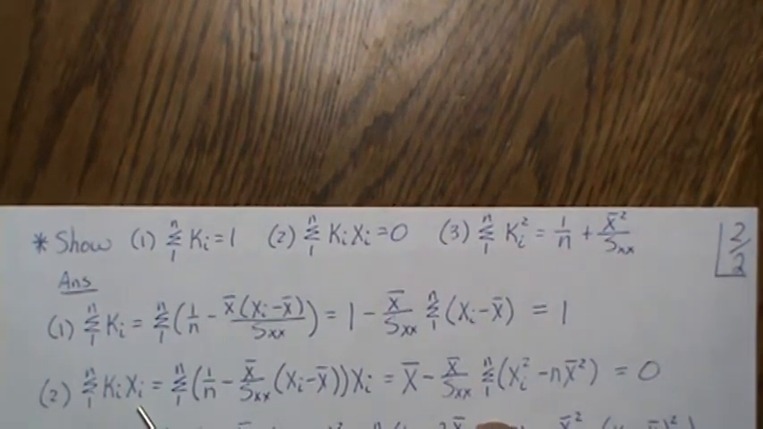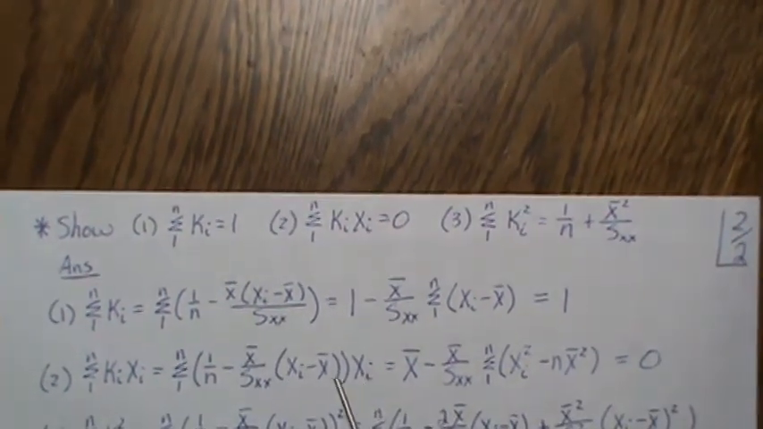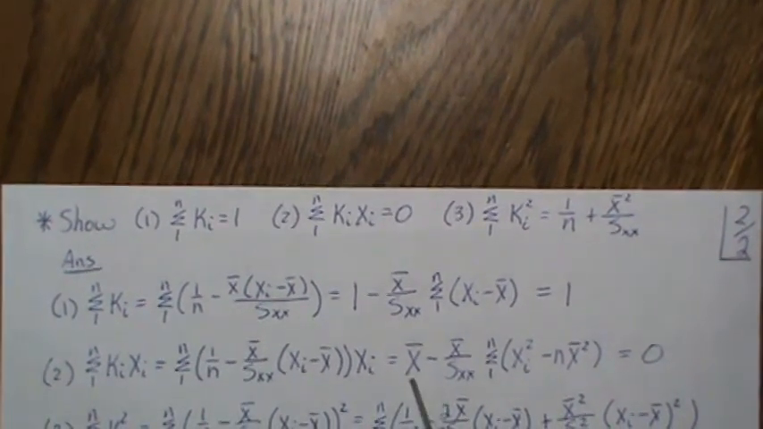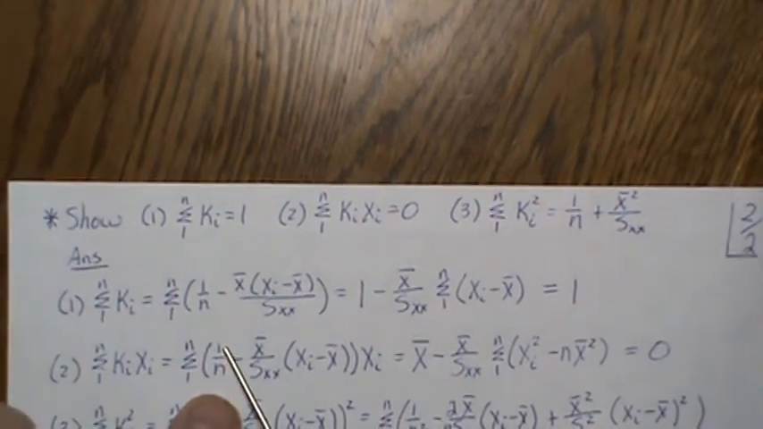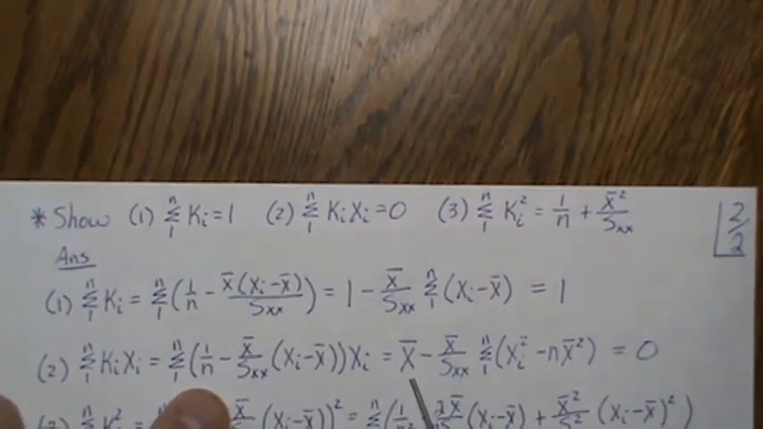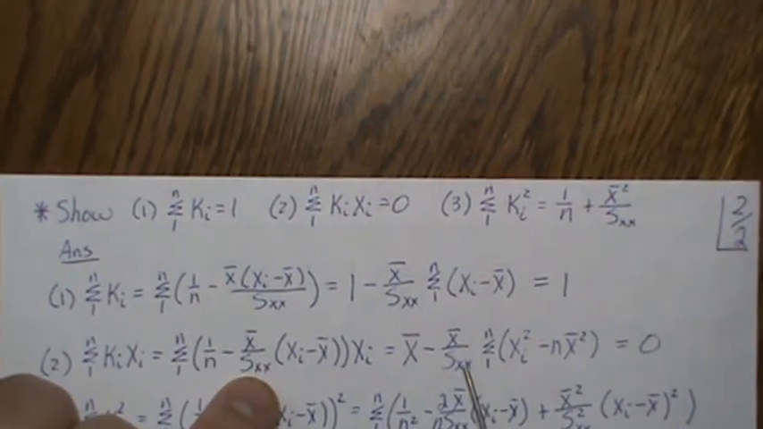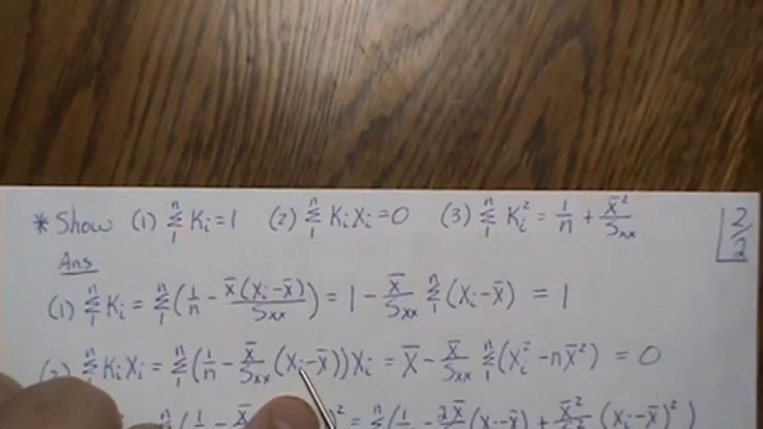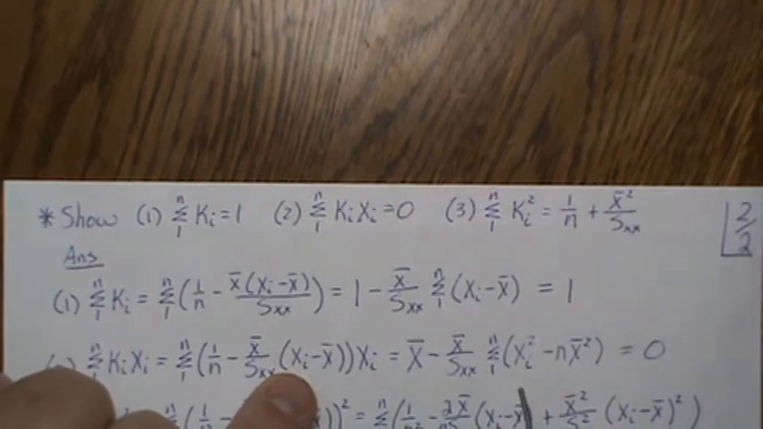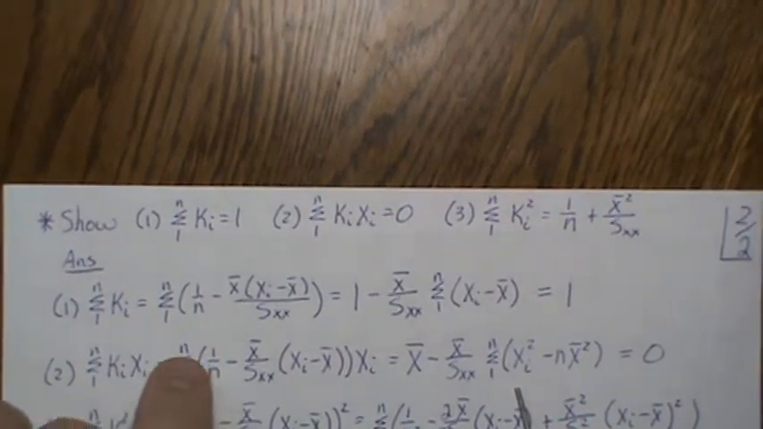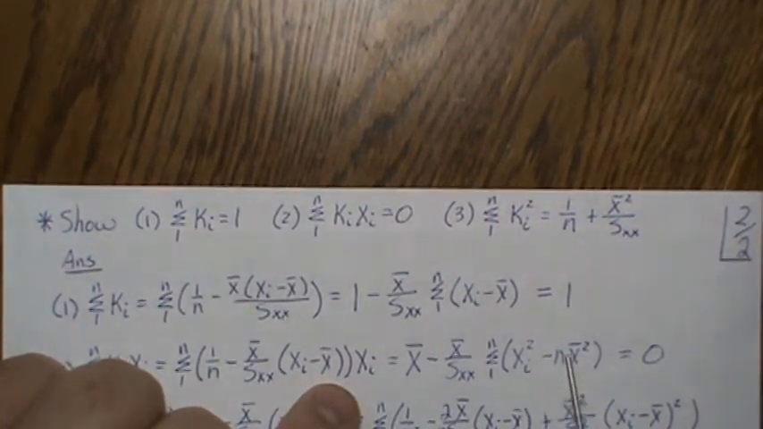Now the sum of the ki xi. We take an xi times ki, and when we multiply this in, here we get xi over n, but the sum of the xi over n is x bar. And here, we take out the pieces that aren't indexed, and we get xi squared when we take that sum in, and then when we take this sum in, we get x bar times the sum of the xi, but we multiply and divide by n, and we get this.